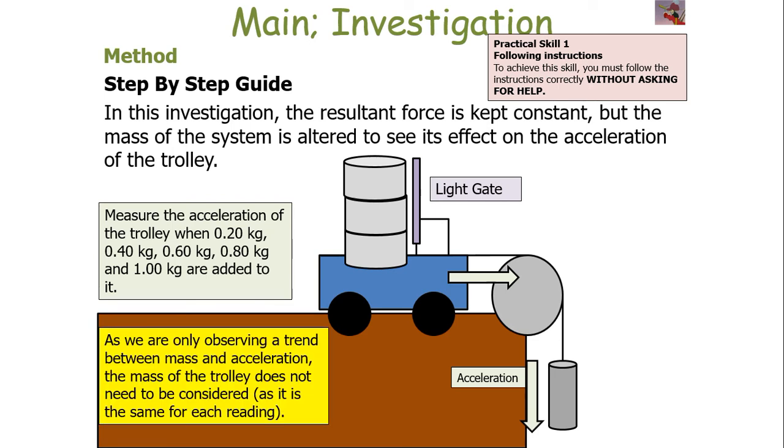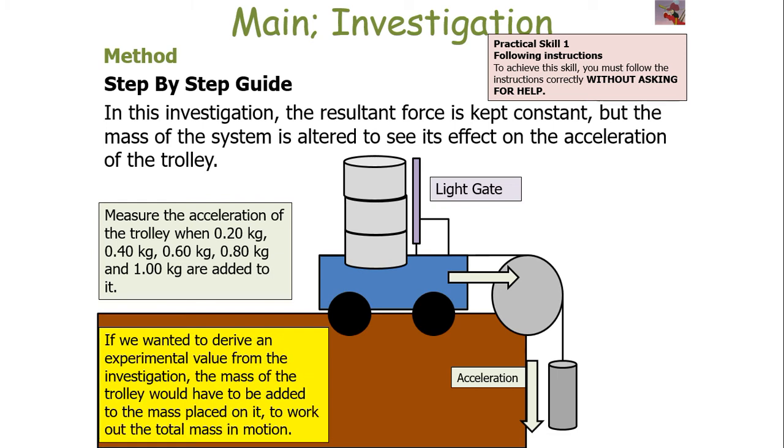Now, as we're only observing a trend here between mass and acceleration, the mass of the trolley does not need to be considered because it's the same for each reading. So in essence, the mass of the trolley is going to be a constant for all the different values. Adding on masses will actually cause that change, not the mass of the trolley itself.